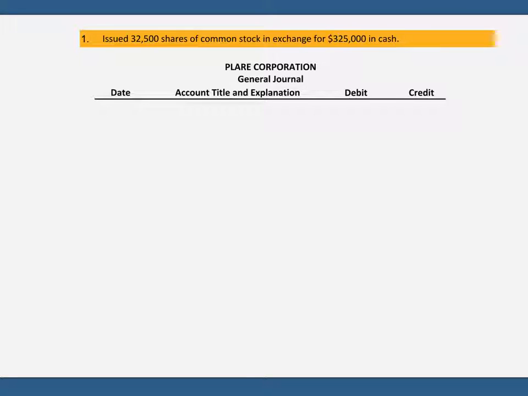cash. So let's look at this first journal entry that we have to record through the accounting equation of assets equal liabilities plus stockholders' equity. In the problem, we have common stock and cash as our two accounts. Common stock is an equity account. Cash is an asset account. So what we're saying is there's an exchange of $325,000. So the corporation receives that amount in cash.